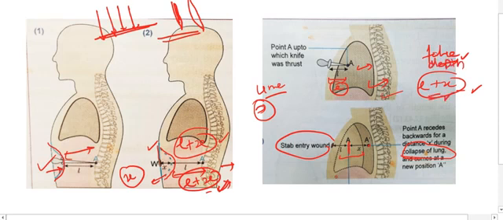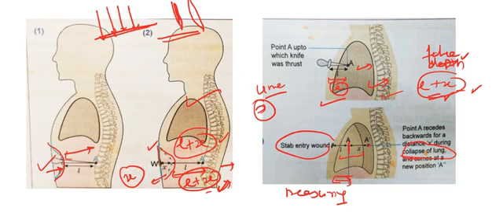So one should be careful while measuring the depth of a stab wound in the chest as well as the abdominal cavity, and these points should be considered. So this is about the depth of the stab wound. The depth may be falsely more, as in different situations like the abdomen and chest cavity.